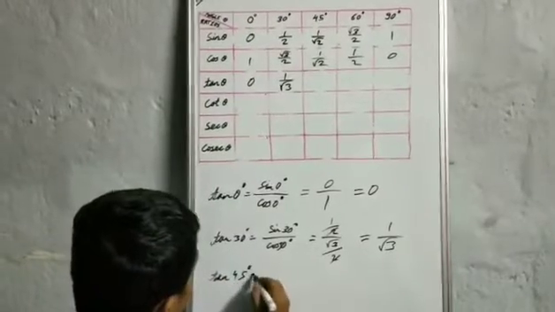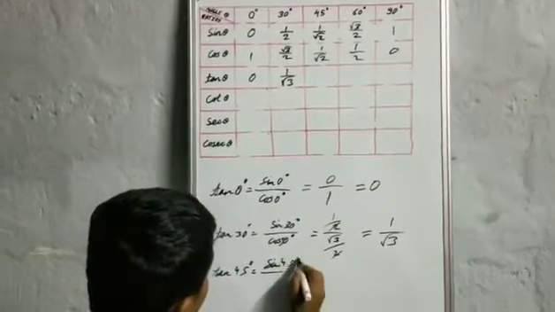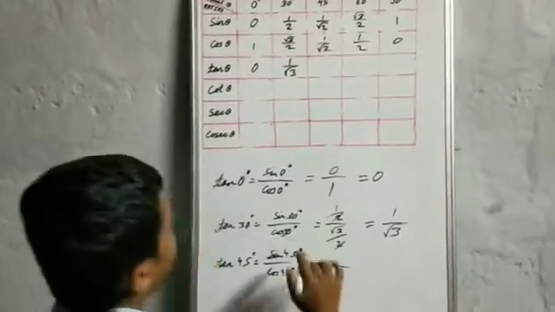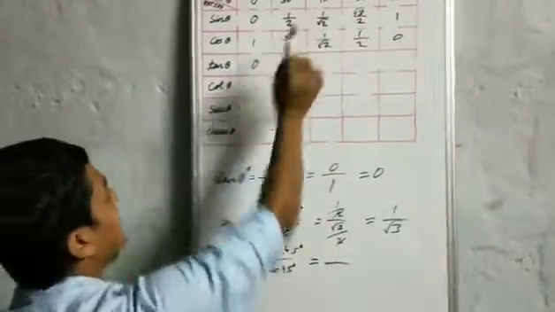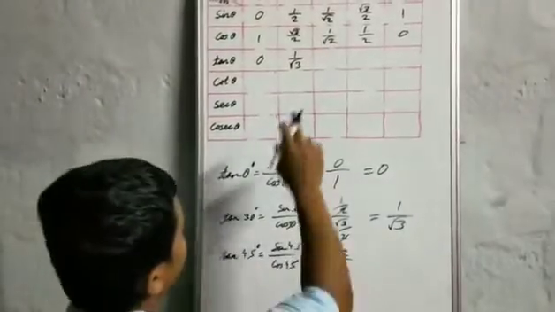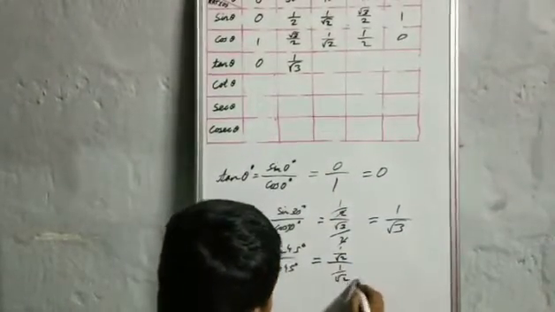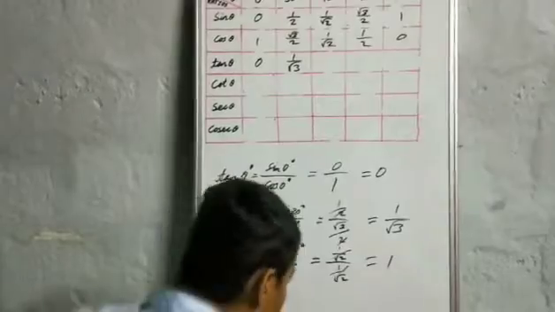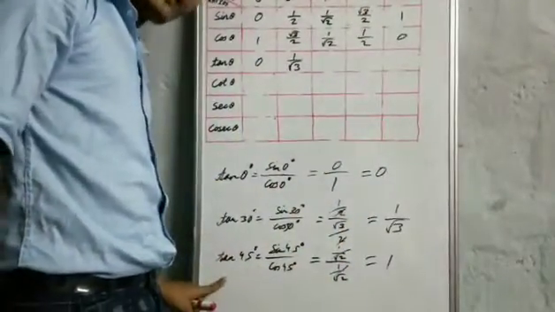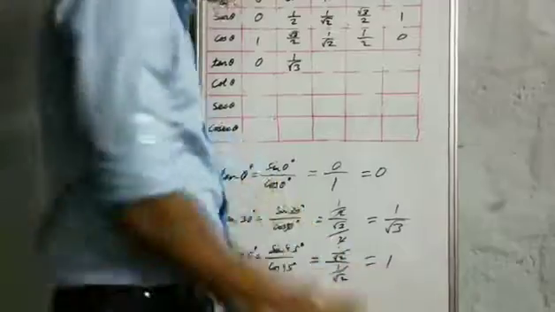In the same way, tan of angle 45 degree. Tan of 45 degree will be sine of 45 degree divided by cos of 45 degree. The value for sine of 45 degree is 1 by root 2. The value for cos 45 degree is the same, 1 by root 2. This will be cancelled out. Answer will be 1. So therefore tan of angle 45 degree is 1.